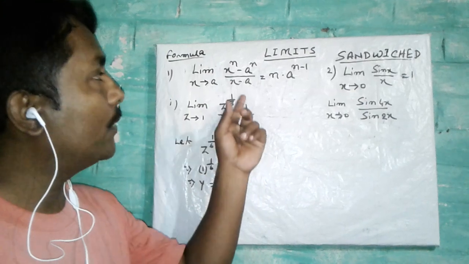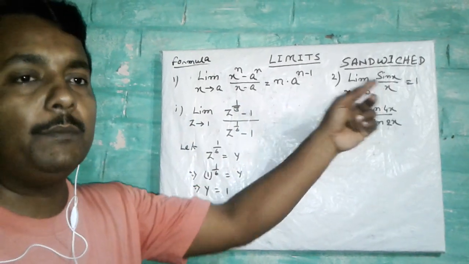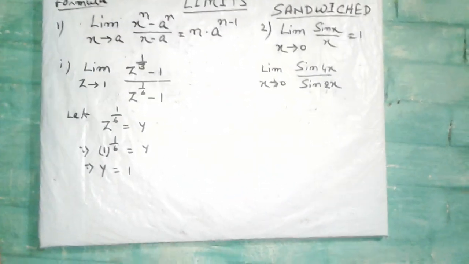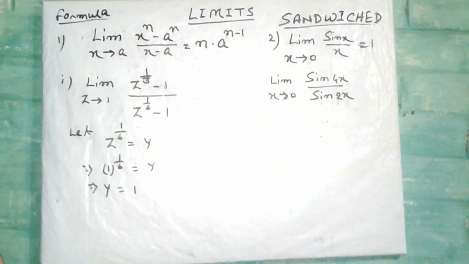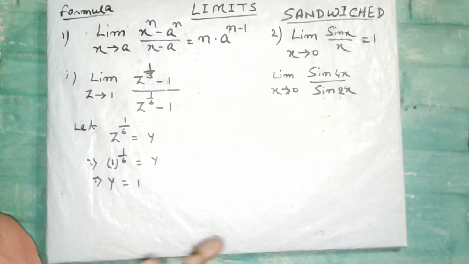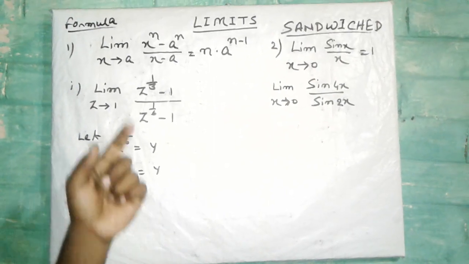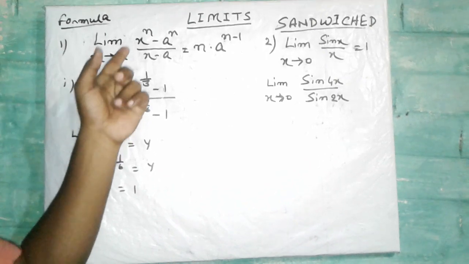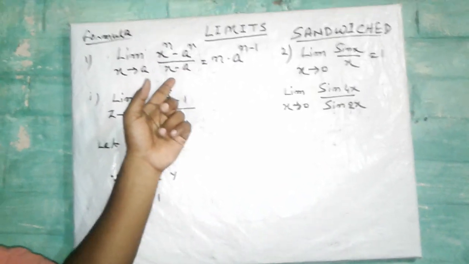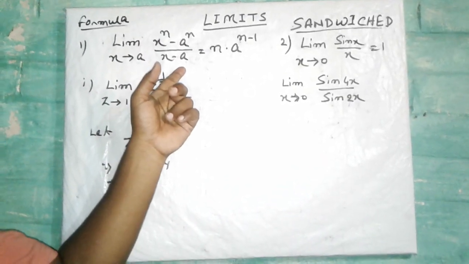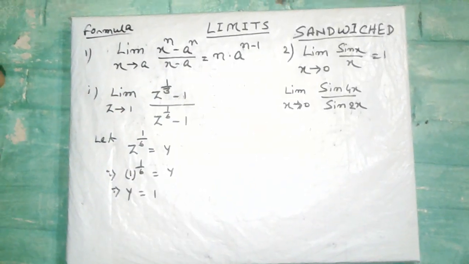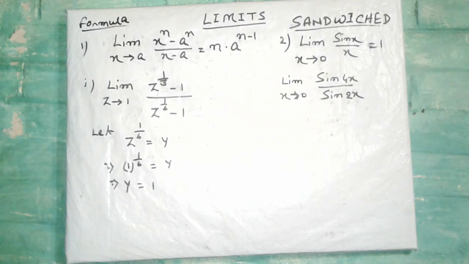So now we are going to learn about two very important formulas of limits. These two formulas are very important, and they are also used in your IIT entrance examination. So you see, this is the first formula: limit x tends to a, (x to the power n minus a to the power n) by (x minus a). By the formula we can write n into a to the power n minus 1. So see how this formula can be used.